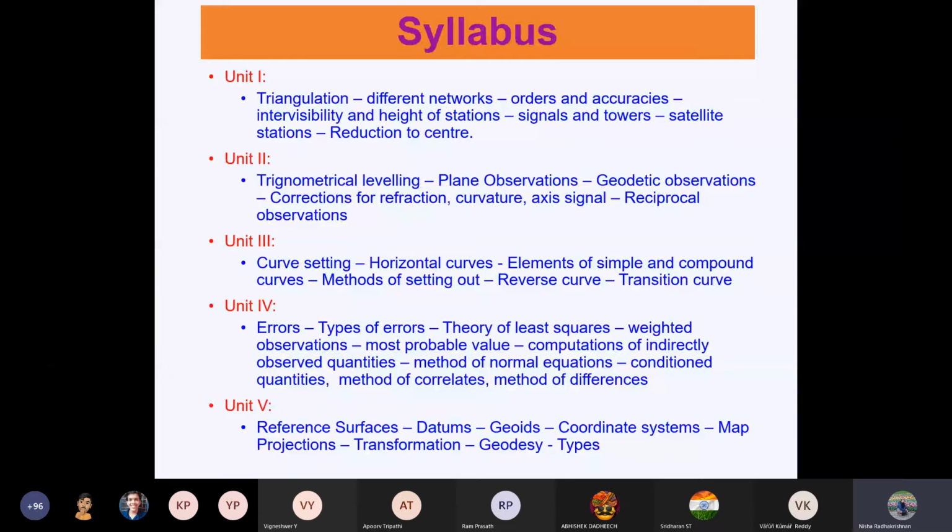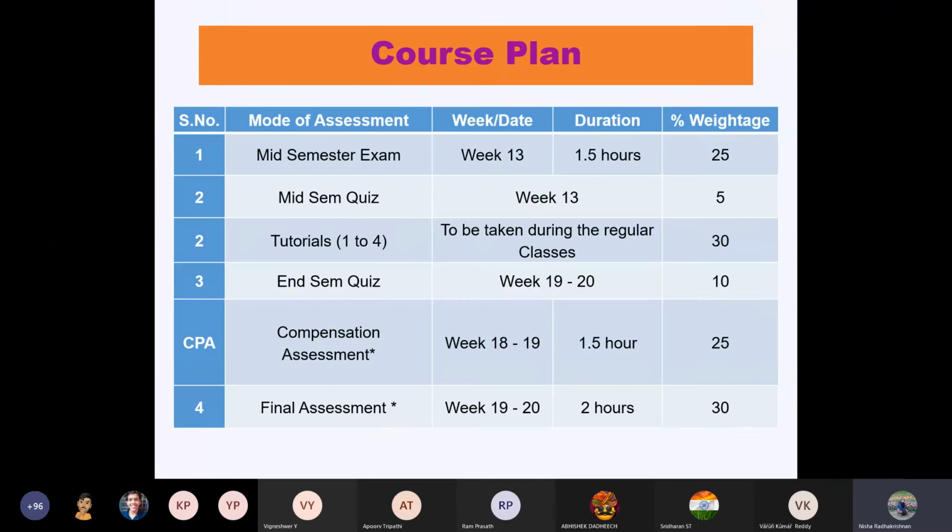So what are the various things that you will be learning? I think in the previous class we mentioned them: triangulation, which is again a geodetic method, trigonometric leveling, curve setting, different types of errors, and reference surfaces. This is how the 5 different units have been set up, and we'll be learning curve setting in the initial few classes. This is the course plan that I have decided, and we had a discussion of it last time also.